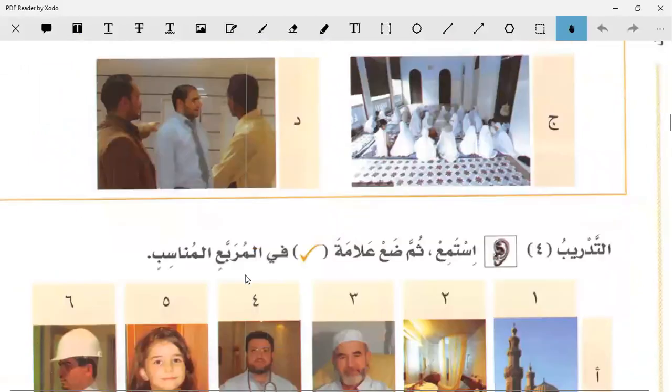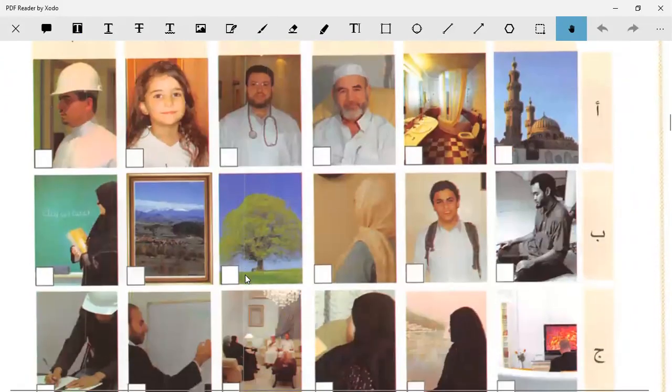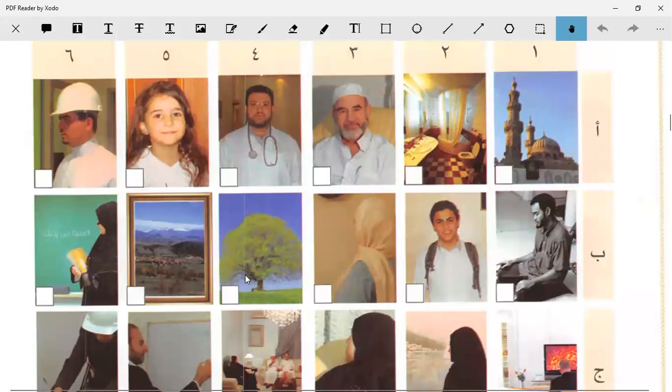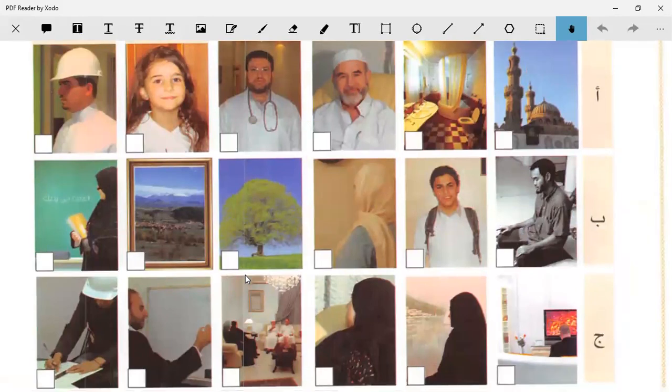At-tadrib ar-rabi, istami summa da alamat sahiha fil murabba al-munasibi. You have got three options: Hamza, Ba, Jim in the first one. So, let me do it for you, okay?